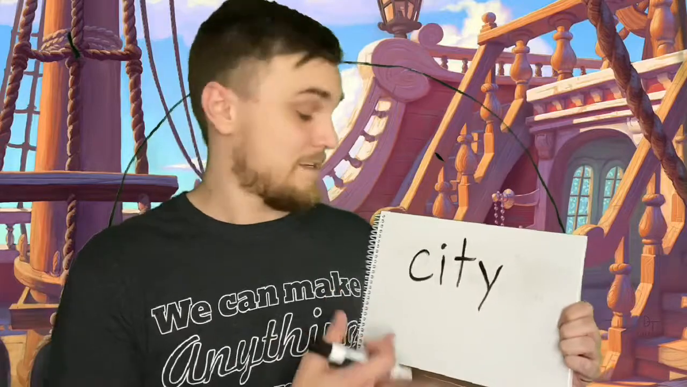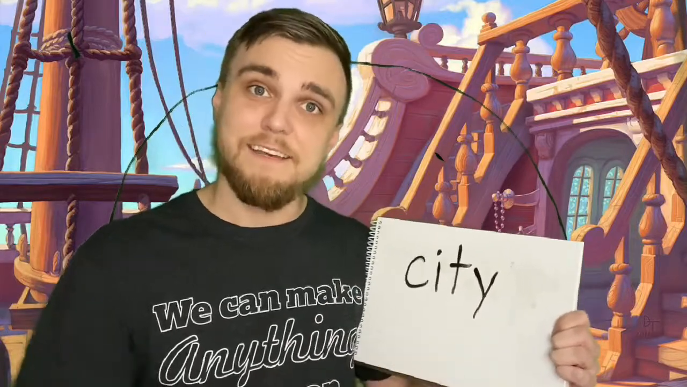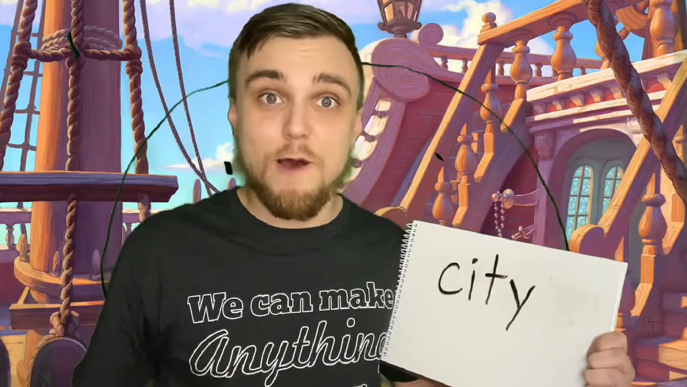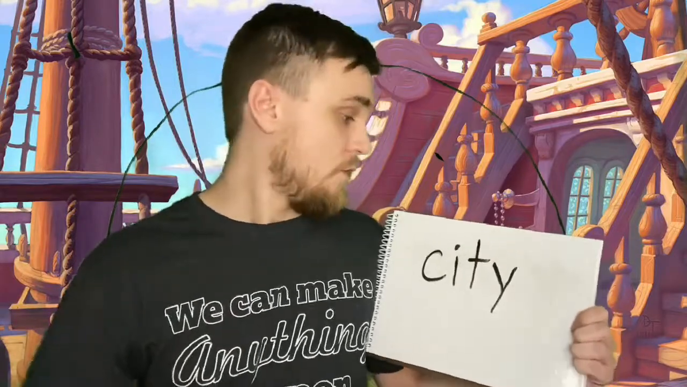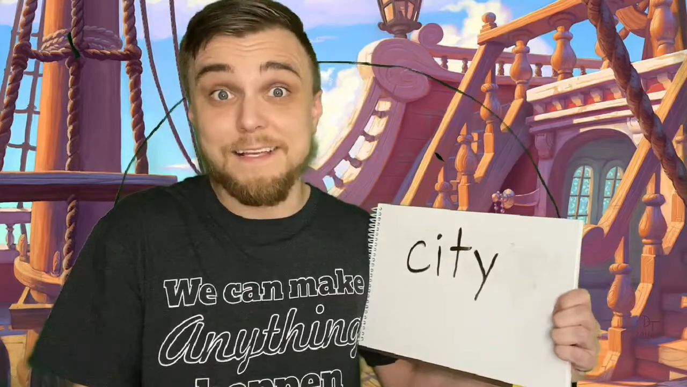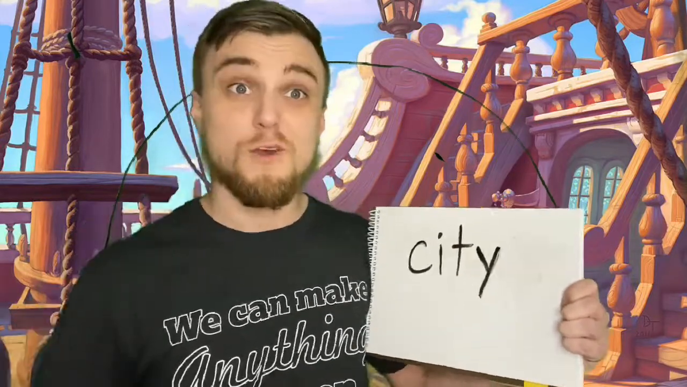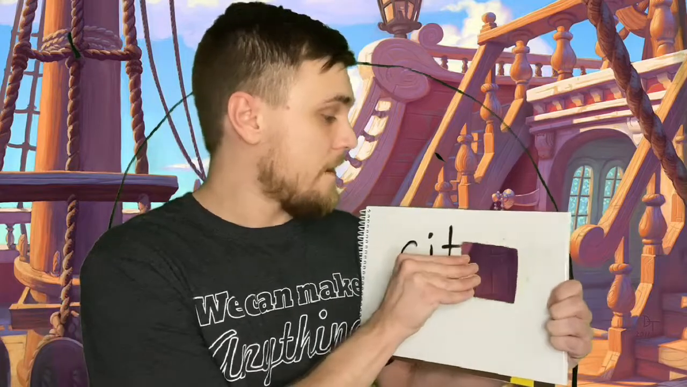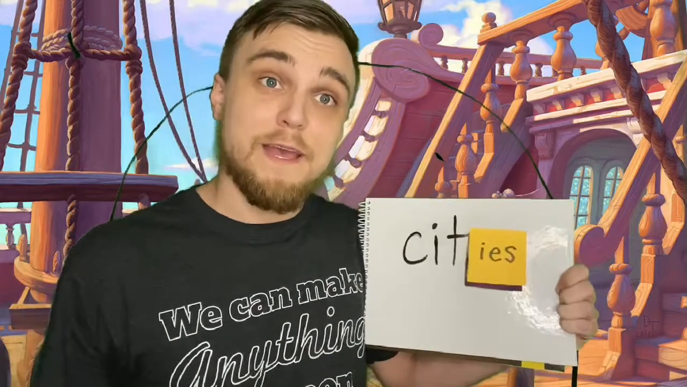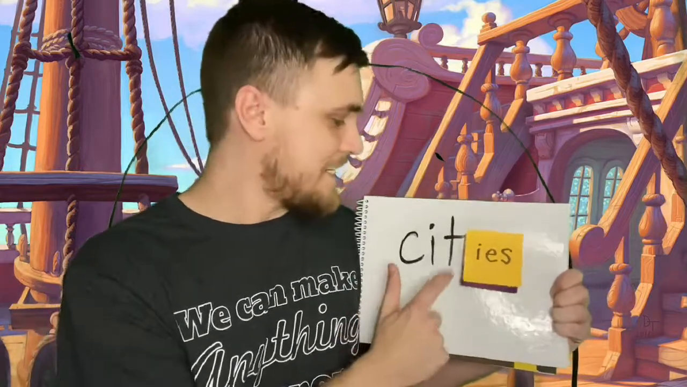Let's try another one. This word says city. City. If we want to talk about all the different cities in the state of Ohio, there's more than one city. We have to do something to this word. But we know we can't just add an S. We have to first drop the Y and then add IES. Now we have cities. CITIES.